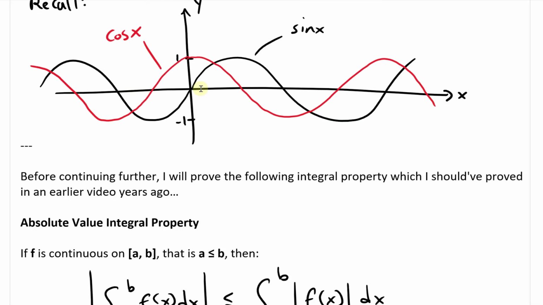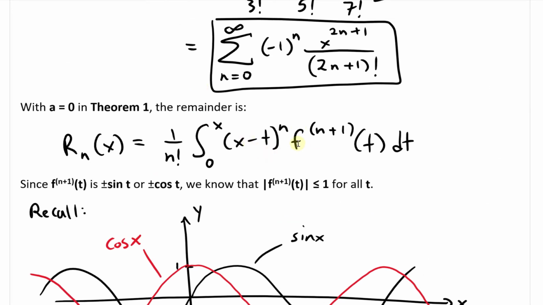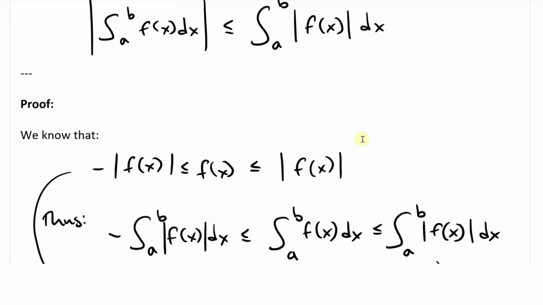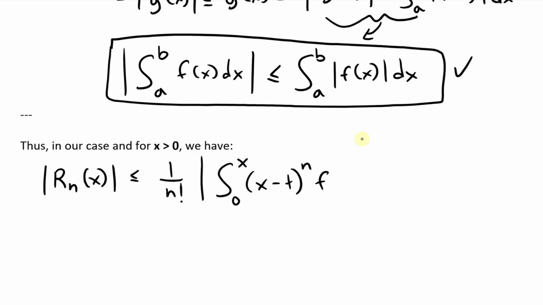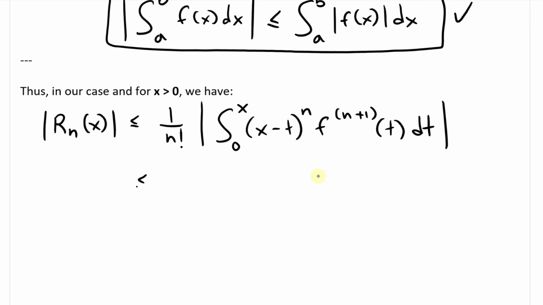So let's go over here again and look at this x minus t to the power of n. This is going to be the n plus 1 derivative over there. So now we're going to have f, the n plus 1 derivative of t, dt. Using the integral property above, this is going to be less than or equal to 1 over n factorial, and now we can put the integral inside.